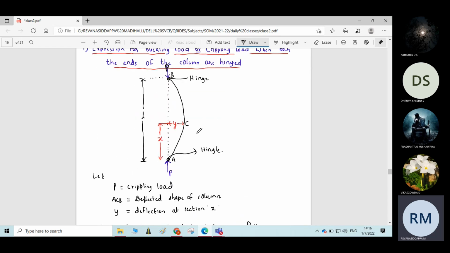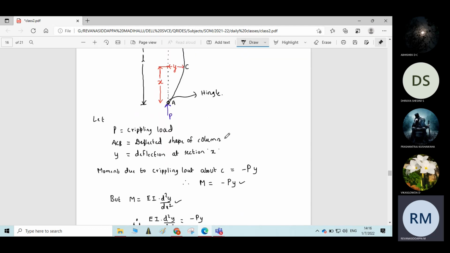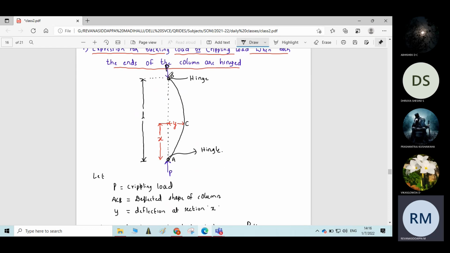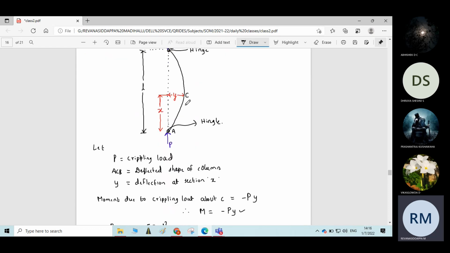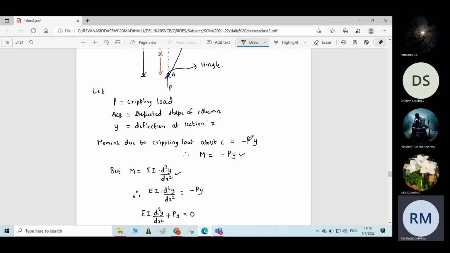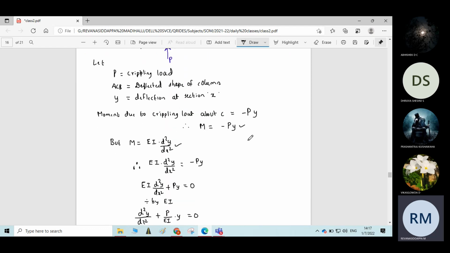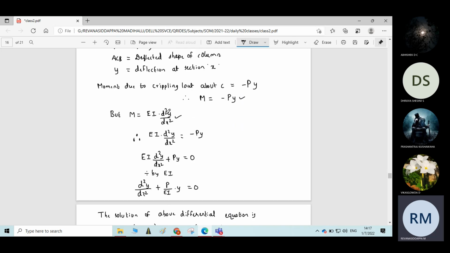At the initial step, we have taken the moment of this P, which is P into perpendicular distance y, and the sign is negative because it is concave, or this force is causing an anticlockwise moment about point C. That is why it is minus P into y. We have one more generalized equation for moment, that is M is equal to EI into d square y by dx square. Equating the RHS of both equations, EI into d square y by dx square is equal to minus P into y.